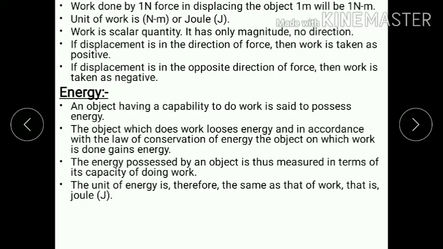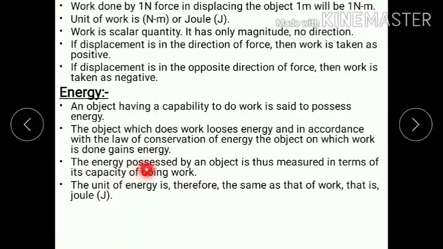Now energy. What is the meaning of energy? An object having the capability to do work is said to possess energy. In accordance with the law of conservation of energy, the object which does work loses energy, and the object on which work is done gains energy. When work is done by the object, it loses energy. When work is done on the object, it gains energy.